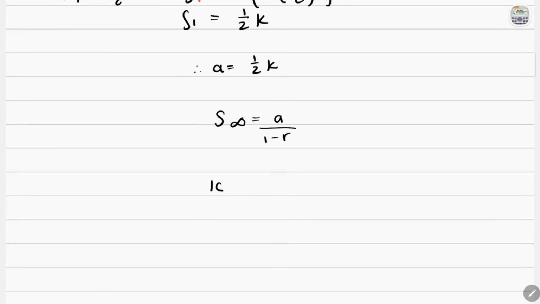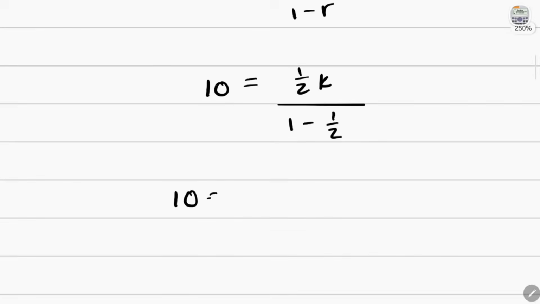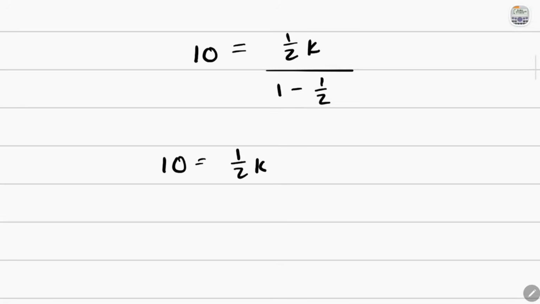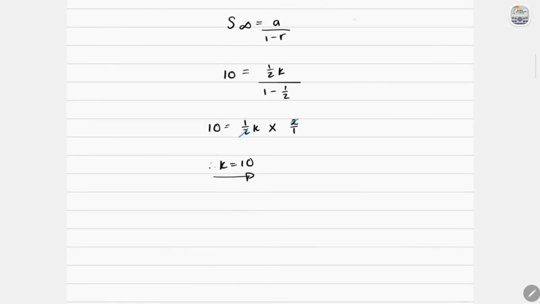Okay, so we'll say 10 is equal to, and a is a half k, and we have 1 minus r. So 1 minus our ratio is a half. So 1 over 2. So this is 10 is equal to, and we have a half k. 1 minus a half is a half, so we're dividing by half. You can just use tip and times. So you tip this, swap the numerator and denominator, and then times, change the division to a multiplication. See that here, 2 and 2 would cancel, and you just have 1k times 1, which is just k. So k is actually equal to 10, and that is our answer. Moving on to the next question.